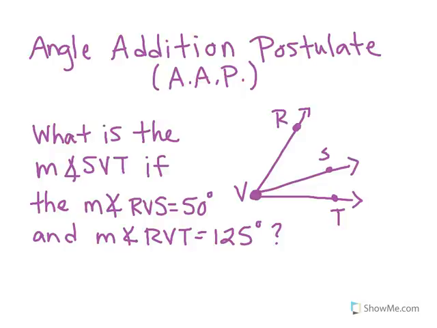So the next thing that we're going to look at is what's called the Angle Addition Postulate. And we're going to abbreviate that by AAP. We're going to run into a lot of theorems and postulates along the way, and it's just nicer to abbreviate them instead of writing them out over and over again. So AAP is Angle Addition Postulate.